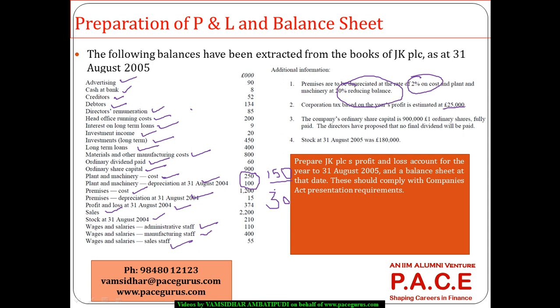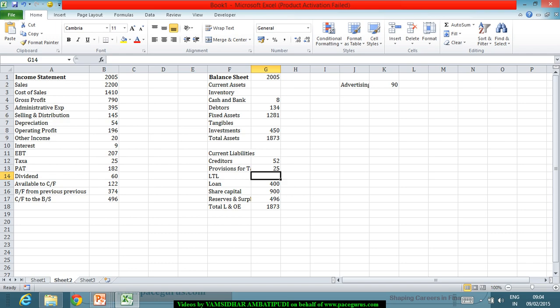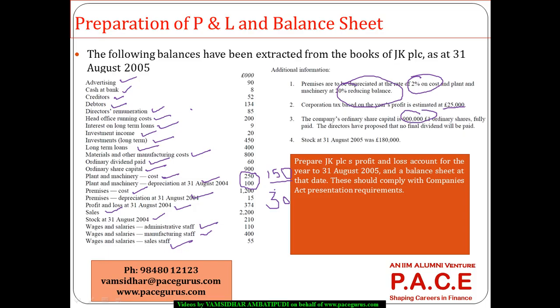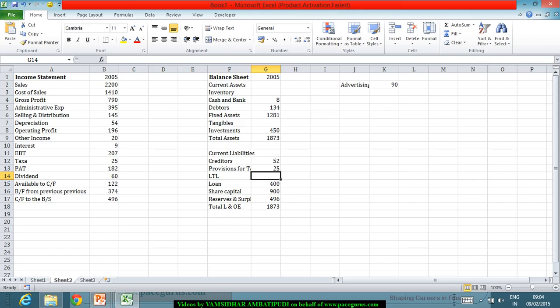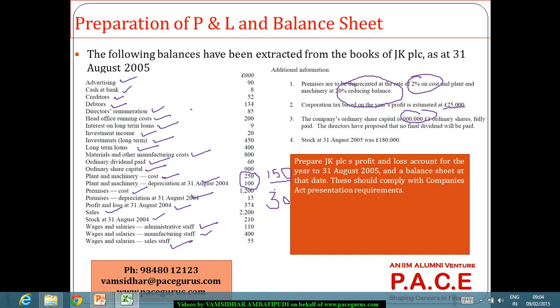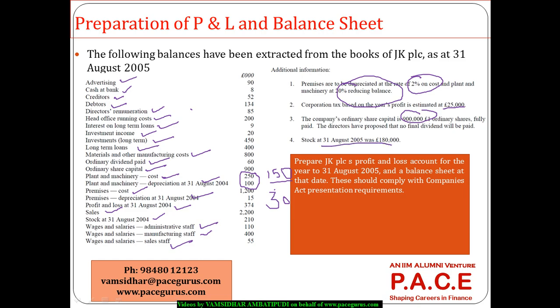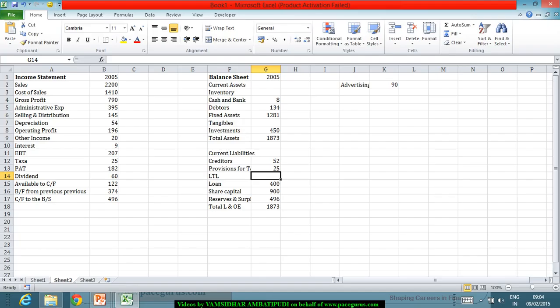The company's ordinary share capital is 900. Right, the company's ordinary share capital has come out to 900, which is $1 ordinary shares fully paid. Directors have proposed that no final dividend will be paid, so no more dividends coming out into this. And stock at 31st August was 180, which means the inventory is coming out to be 180 here, and the cost of sales should be reduced by 180. So this is my situation at the end of the period.